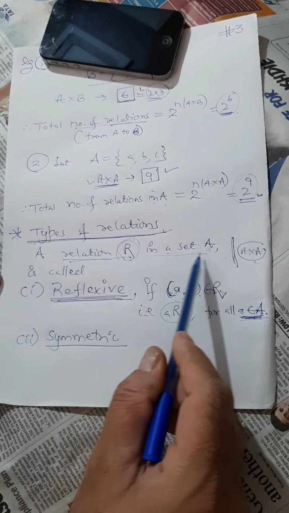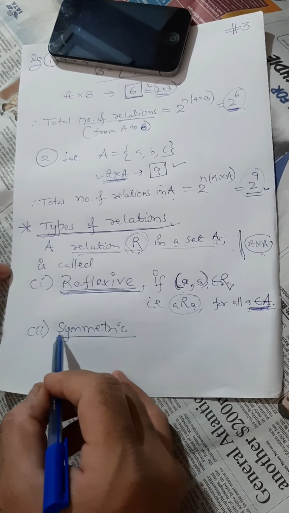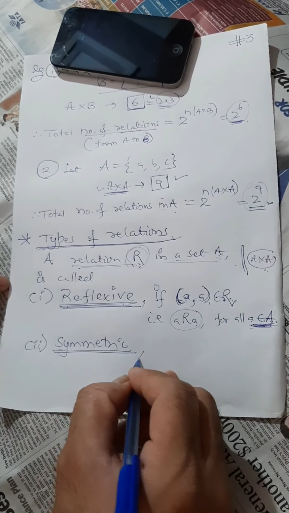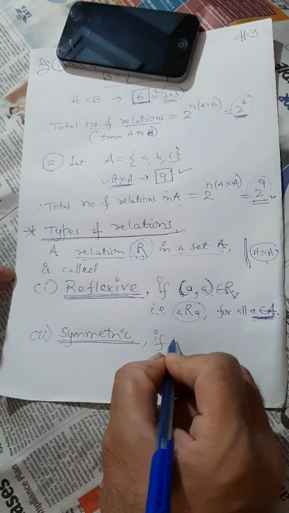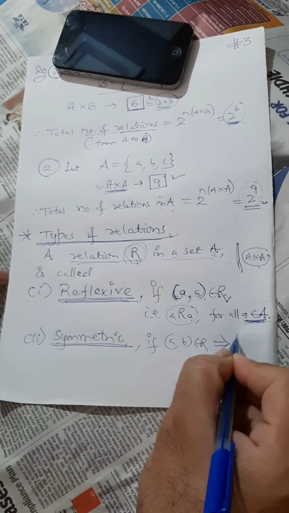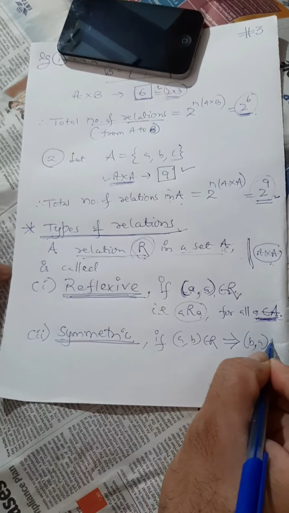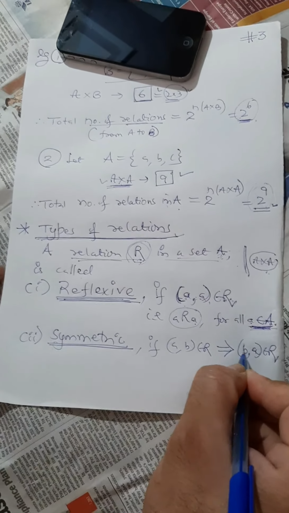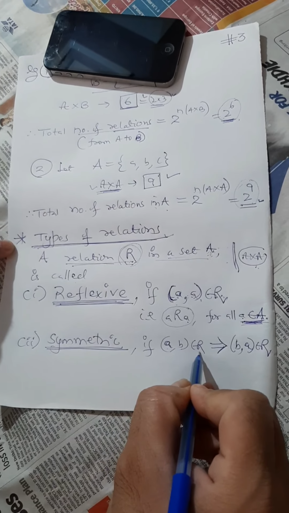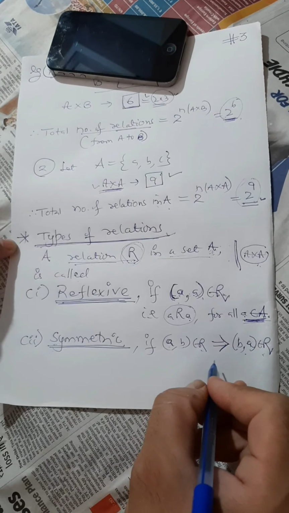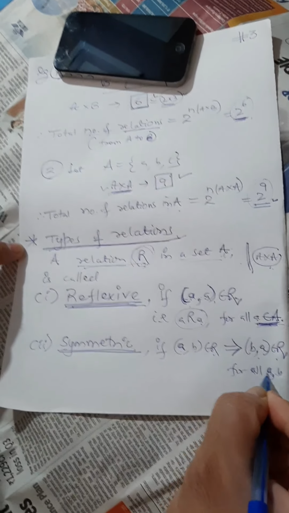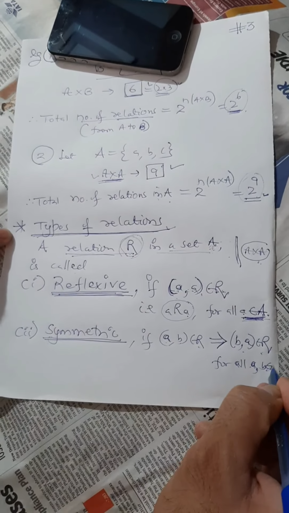A relation R in a set A is called symmetric if whenever (a, b) is a member of the relation set R, then (b, a) must be a member of the relation set R. That means the reverse ordered pair should be present. If (a, b) is a member of R, then (b, a) should be a member of R for all a, b, remember. That a and b of course come from the set A. All members come from the set A only.